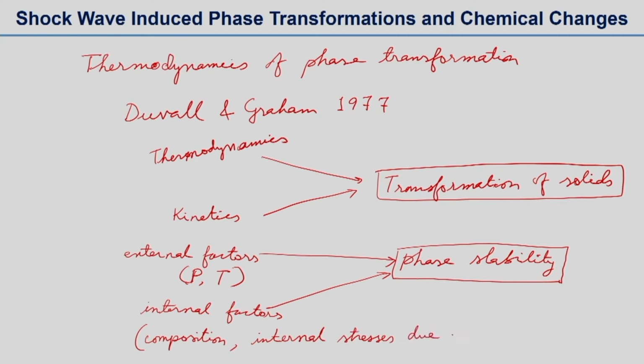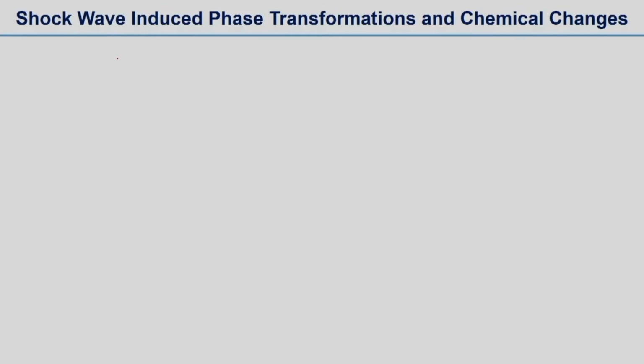Due to crystal defects, or simply defects, as we know, point, line and interfacial defects, there are internal stresses associated with these defects. That controls the phase stability, which phase will be stable. That will decide the phase transformation.